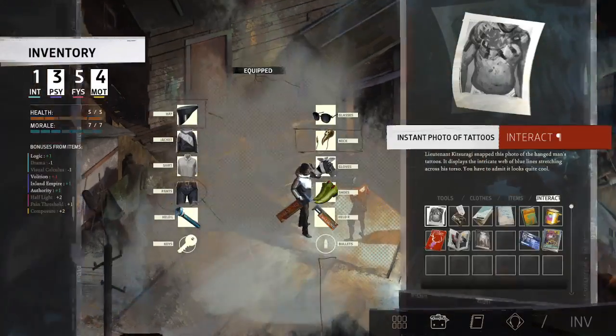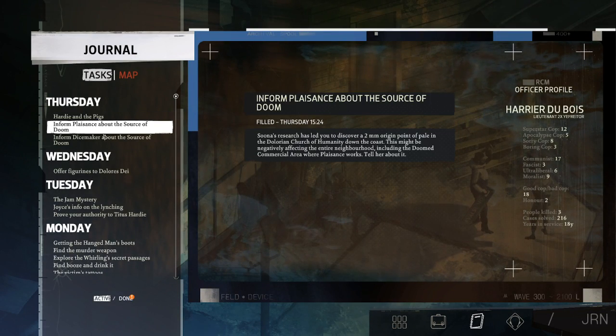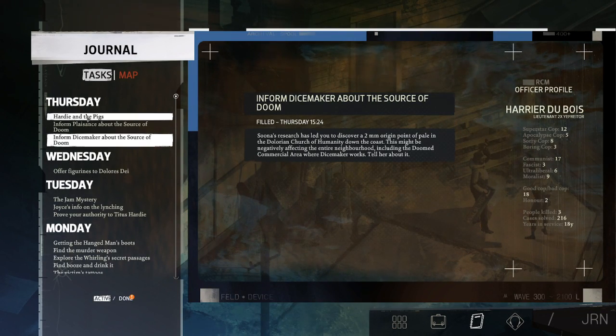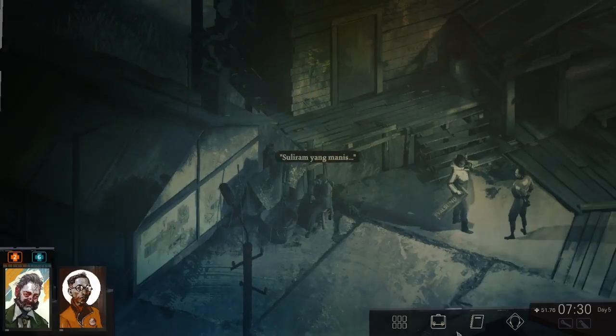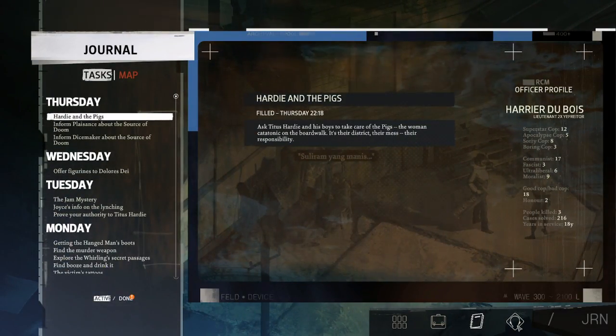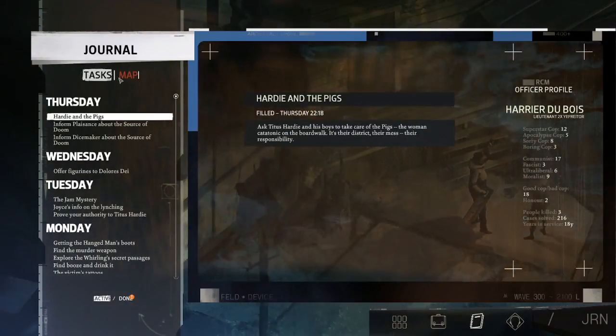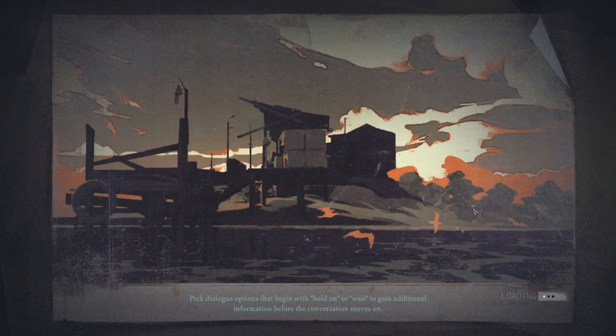Let's see. What do I want to do next? Oh, we can talk to Plaisance and the Dice Maker. And talk to Hardy and the pigs about... Well, we'll talk to Hardy about the pigs. Quote unquote the pigs. Okay, let's warp there. Make it easy on us.